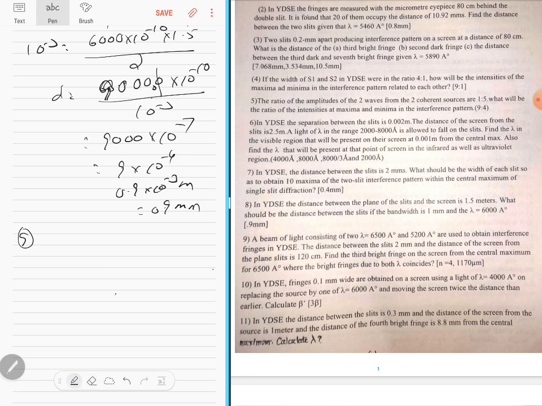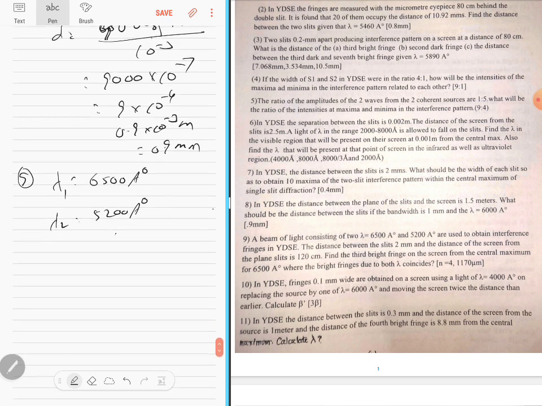A beam of light consisting of wavelengths 6500 Angstrom, this is lambda 1, and lambda 2 is 5200 Angstrom, are used to obtain interference fringes in Young's double slit experiment. The distance between the slits, small d, is given to be 2 into 10 to the power minus 3 meters. The distance between the slit and the screen, capital D, is equal to 120 centimeter. Find the third bright fringe on the screen from the central maxima for 6500 Angstrom.